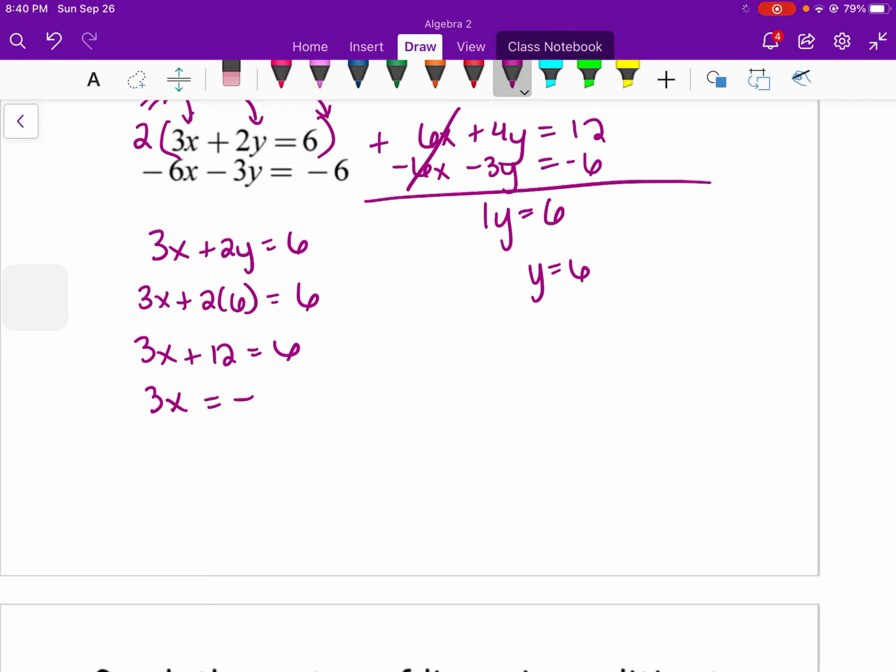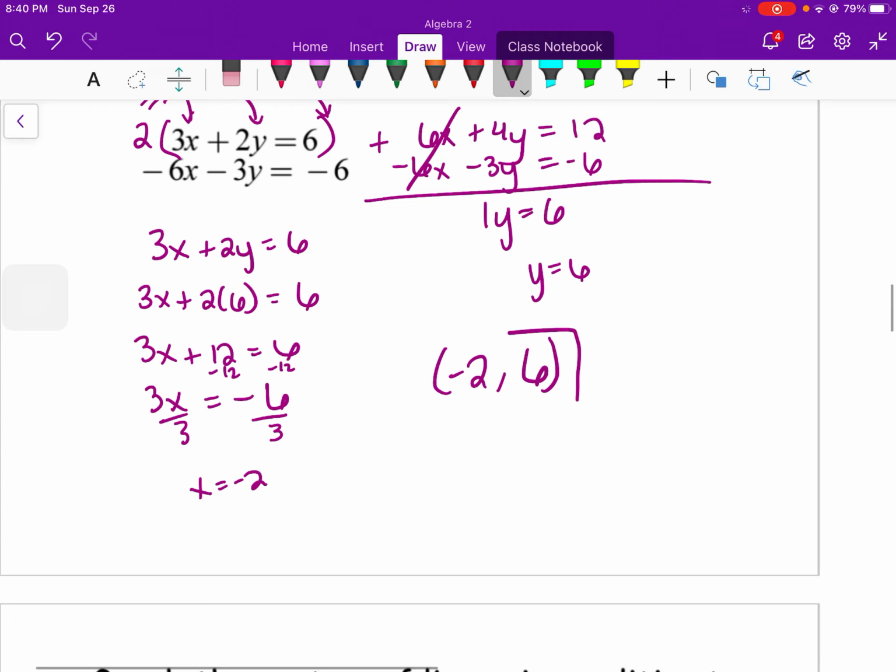3x equals negative 6 minus 12 on both sides. Sorry, I skipped a step in my head. Divide by 3, x equals negative 2. Final answer would be negative 2 and 6.